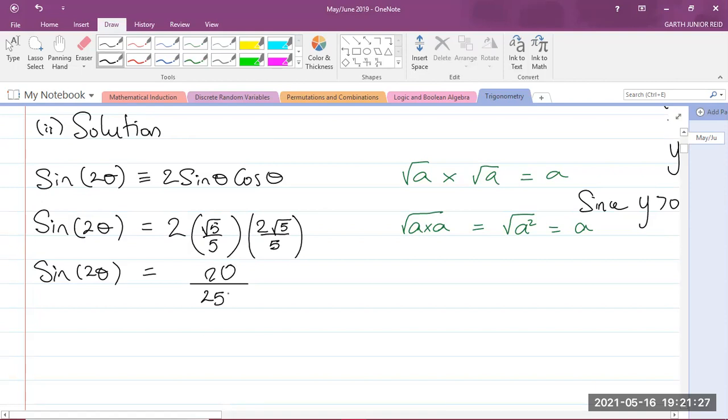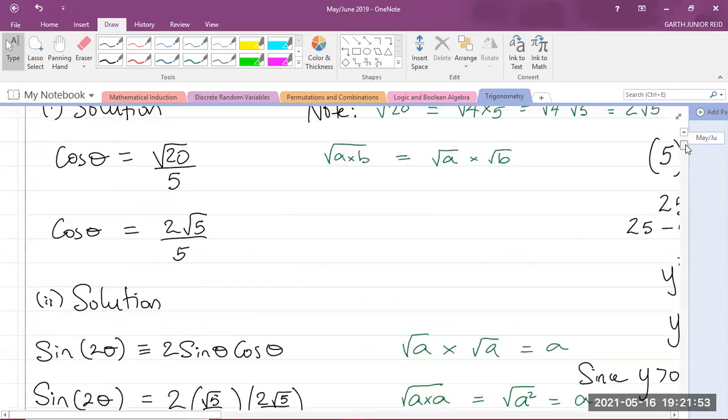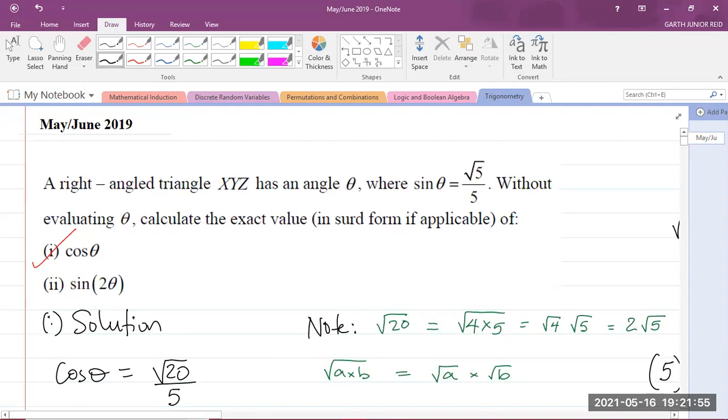Now I know that 5 can go into both 20 and 25. 5 into 25 will give me 5, and 5 into 20 will give me 4. So my answer for sine of 2 theta is equal to 4 divided by 5, and that is the answer for this past paper question.